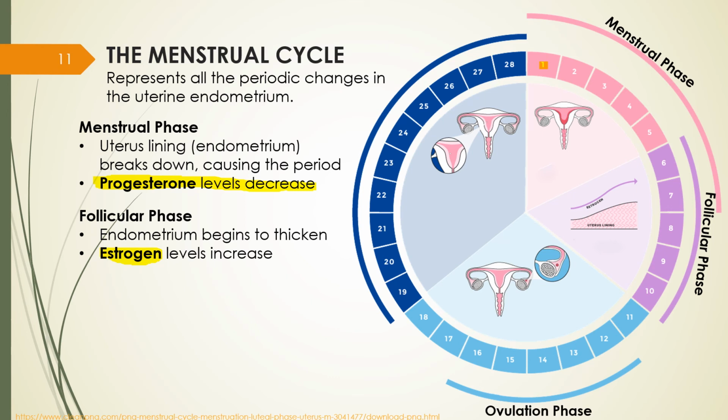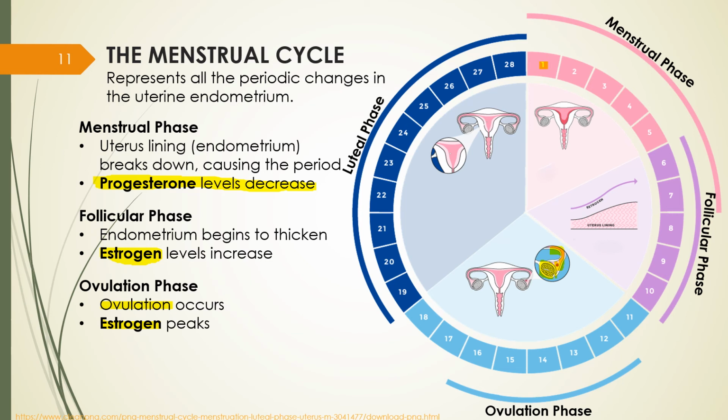After that is the ovulation phase. Ovulation is when I liberate my ovum. So in the ovulation phase, my ovum is liberated from the ovary to the tube here. Okay, so when it's liberated here, estrogen peaks. I have the highest level of estrogen when ovulation is happening.